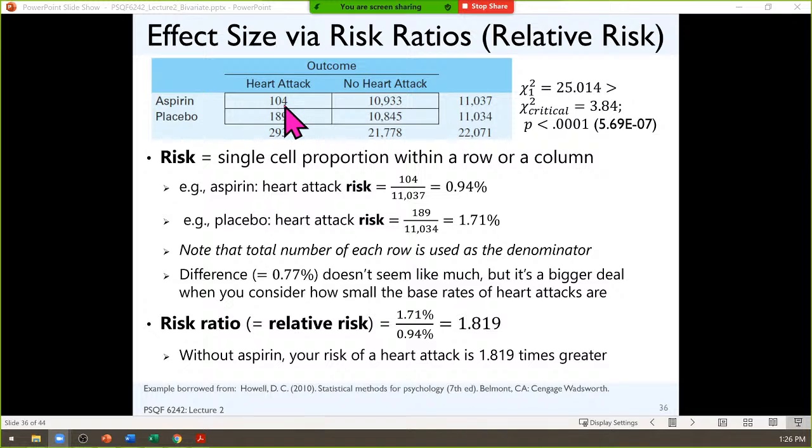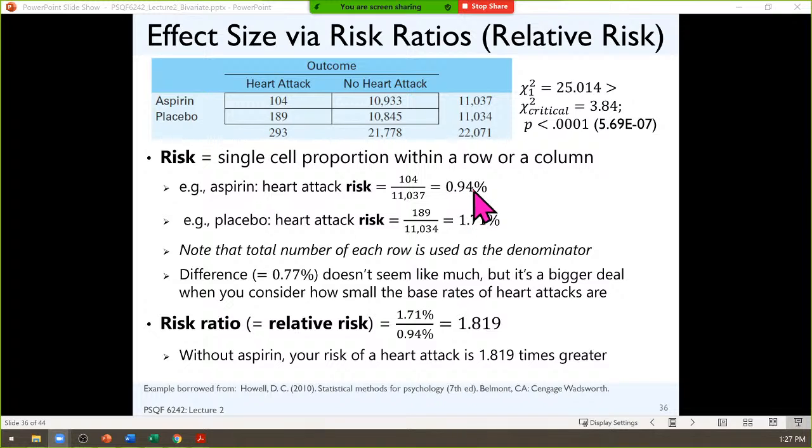104 people taking aspirin, for instance, had a heart attack relative to the total number of people taking aspirin. So if you took aspirin, your risk of having a heart attack was only 0.94%, whereas if you took the placebo, 189 people had a heart attack out of 11,034, their risk is 1.71%. So either way, the risk is small, but it looks to be smaller if you take aspirin.